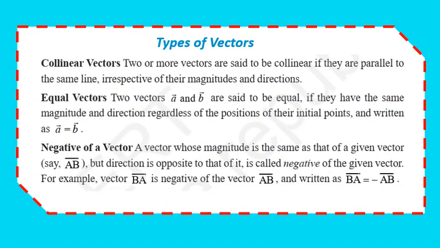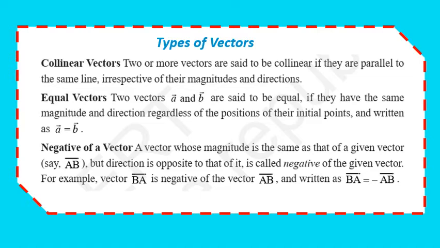Next we have collinear vectors. Two or more vectors are said to be collinear if they are parallel to the same line, or even if they are parallel to each other. We don't care about their magnitude or direction. They have to be parallel to the same line or parallel to each other, then we say that they are collinear. Direction and magnitude do not matter. Clear?